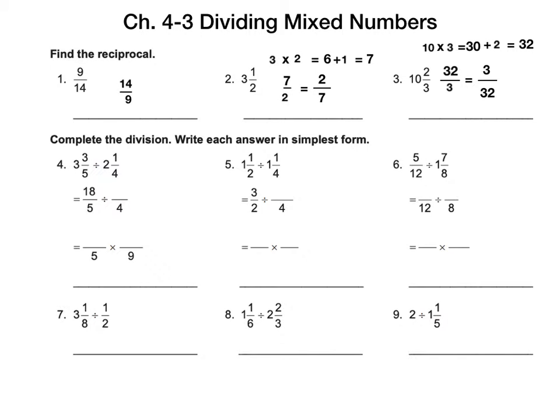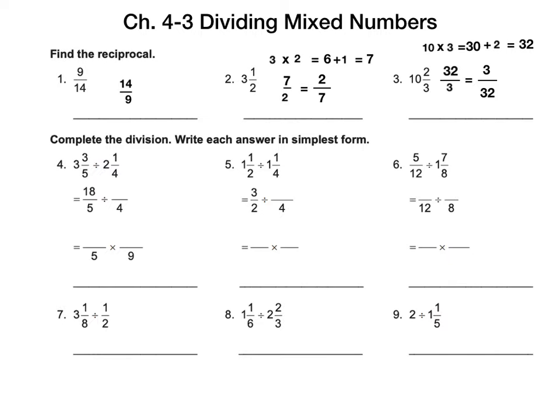So now it gets a little bit harder. We're going to move on through to 4 through 9 now. The instructions are complete the division, write each answer in simplest form. That's usually always going to be your directions, is to simplify. So we have 2 mixed numbers now, so we have to change them to improper fractions, and then we're going to do our keep, flip, change, as we have been doing because we're still dividing fractions.